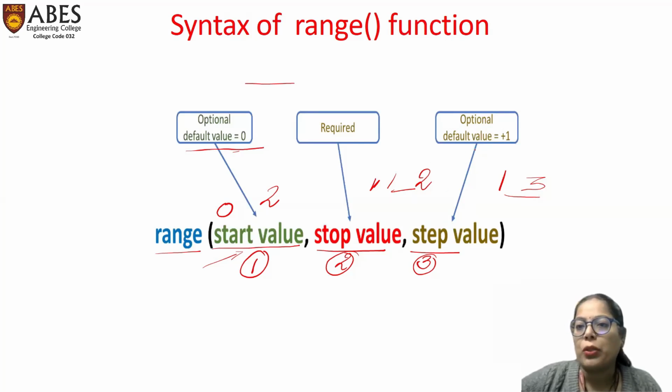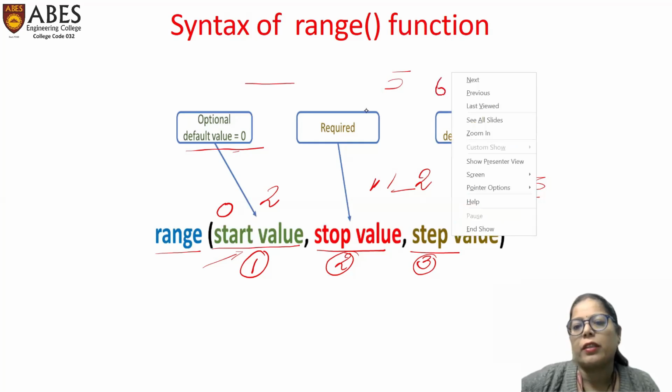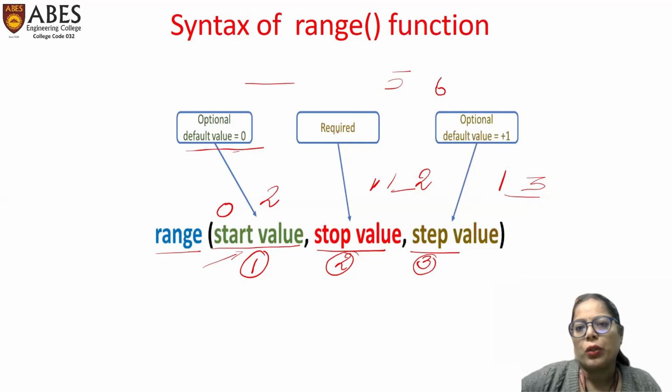Plus 1 means, let's say you are starting from 5. If you are starting from 5 and the step value is 1, then it will write 6. So you should know which are the optional and which are the required values. We can see that start value and step value are optional.